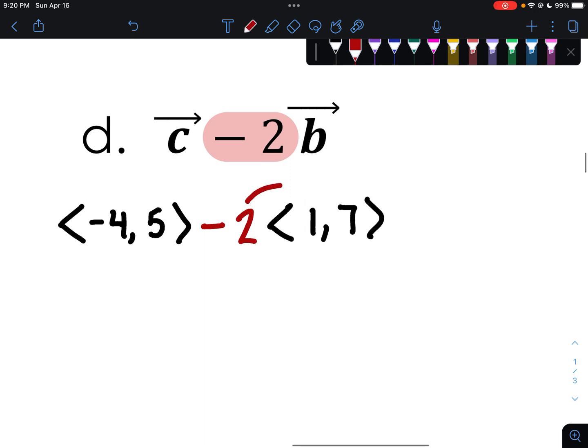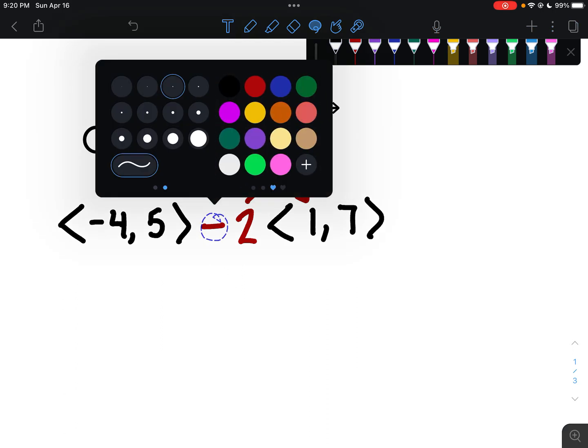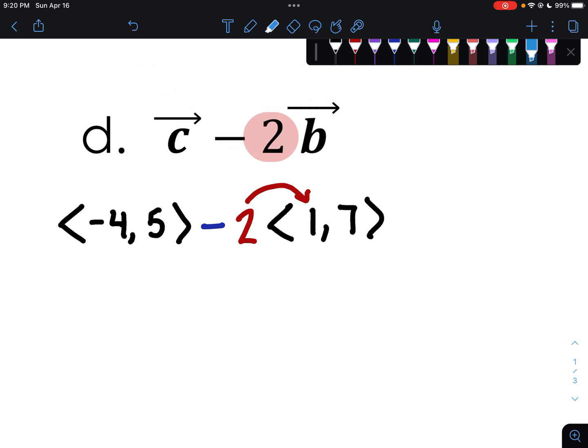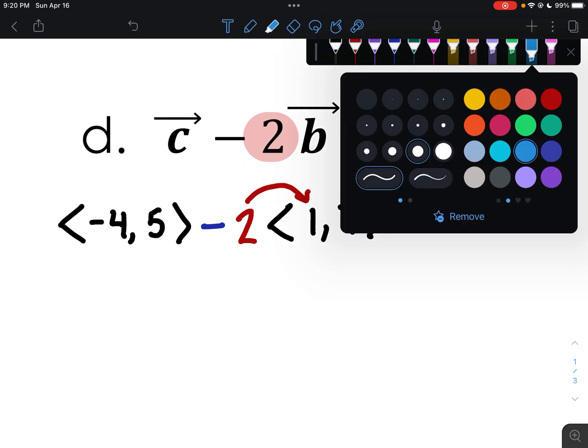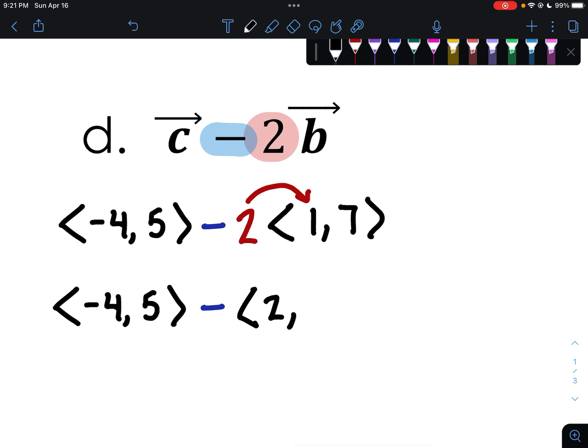So I'm going to distribute the 2. Let me write the minus sign in a different color, that way we don't think that they're the same thing. So this one right here is going to stay the same. The minus sign can drop down. And I'm going to distribute the 2. 2 times 1 is 2. 2 times 7 is 14.